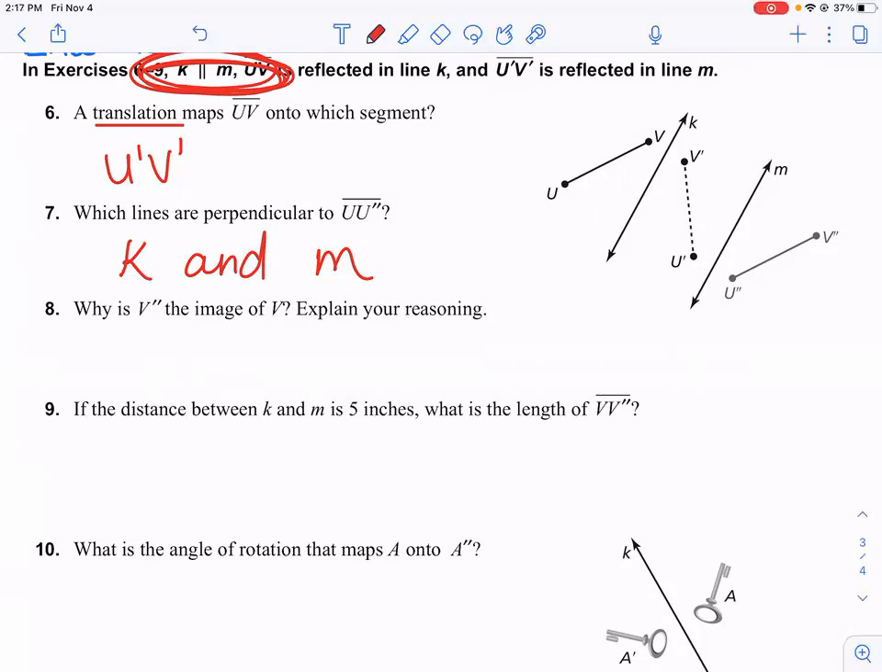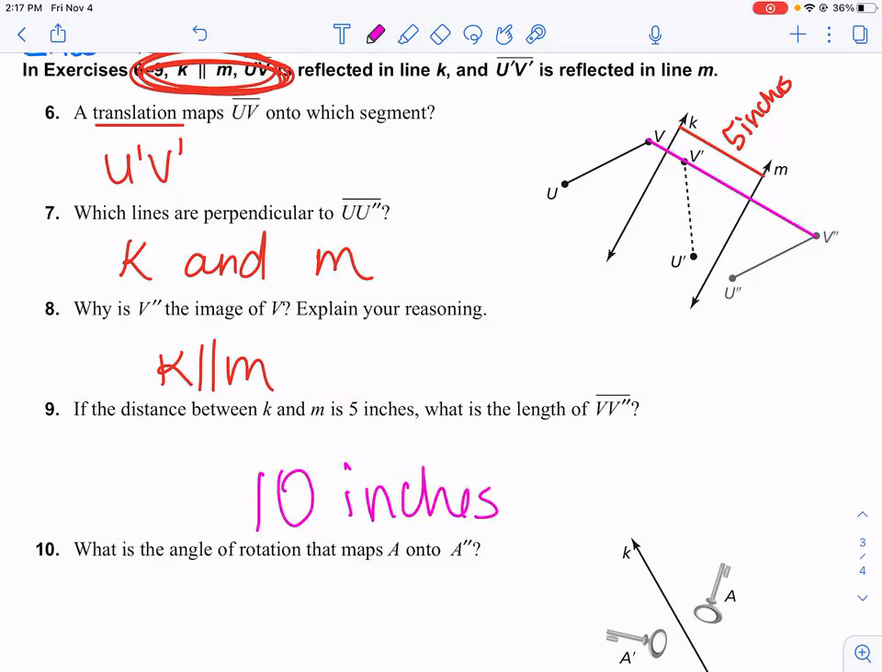Now, we also know that V double prime is an image from V because K and M are parallel. We know that those can go from one to the other. All right, now here's the big kicker. The distance from K and M is 5 inches. If that's 5 inches, what's our distance from V to V double prime? 10 inches. We double it.